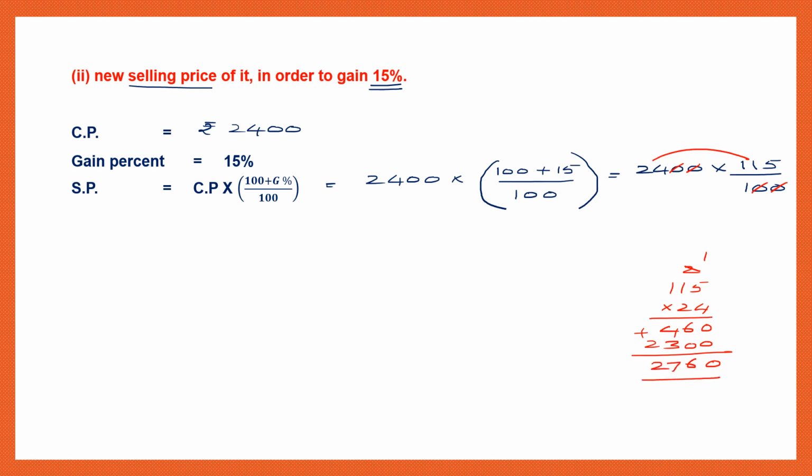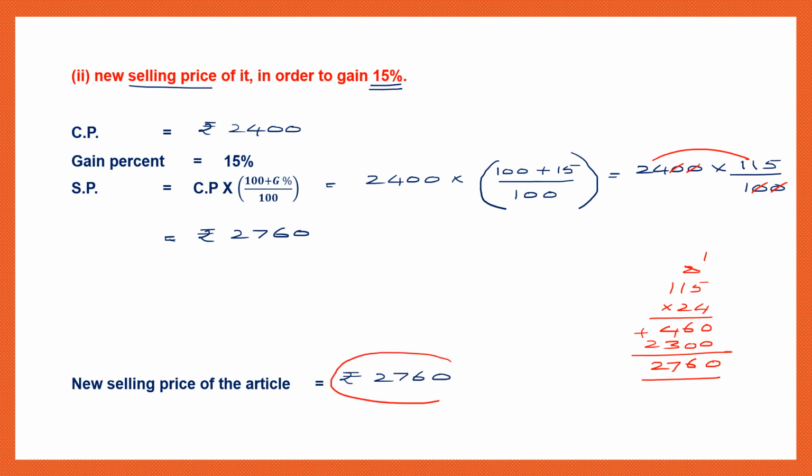So here we have got the new selling price as rupees 2760. So let's write that. The new selling price of the article is 2760 rupees. This is our final answer.